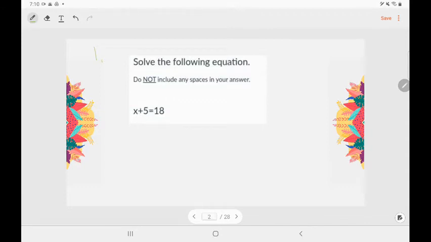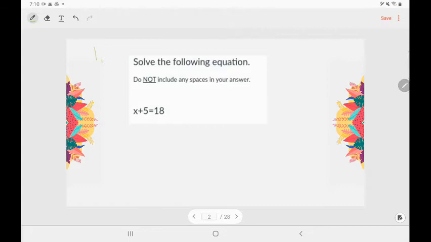Now, on your review and on your test, it's super important not to add any extra spaces to your answers, and you'll notice that is a common theme on each one of the problems. Instructions. So I'm going to ignore the instructions, but make sure not to include any spaces in your answer.